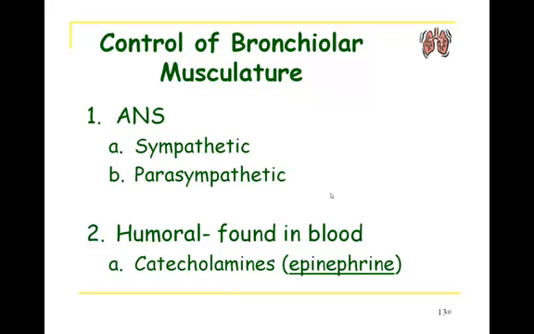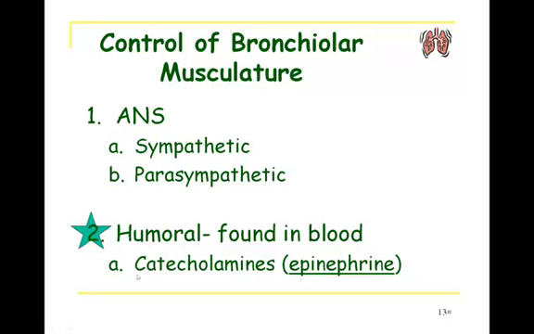What is more important in the control of your bronchial smooth muscle is things like the humoral factors, things found in your blood. So I'm going to put a star by this one. That's a very important thing involved in the control of your bronchial smooth muscle.